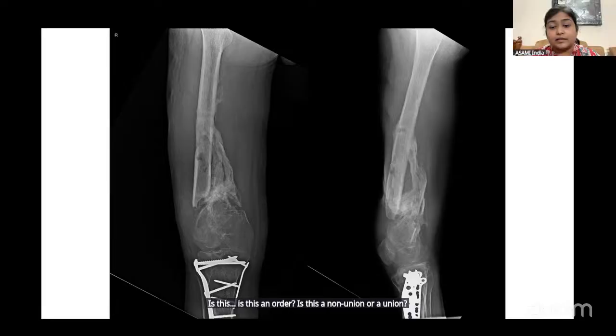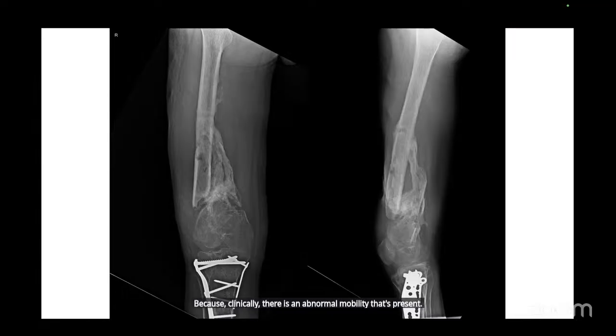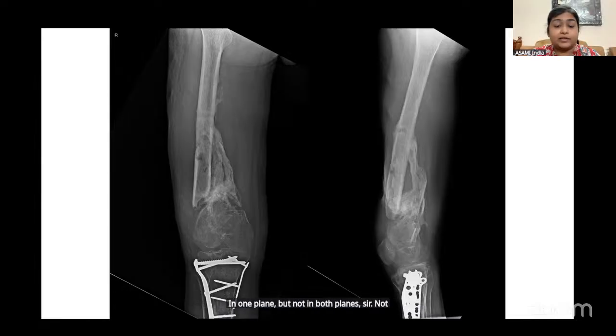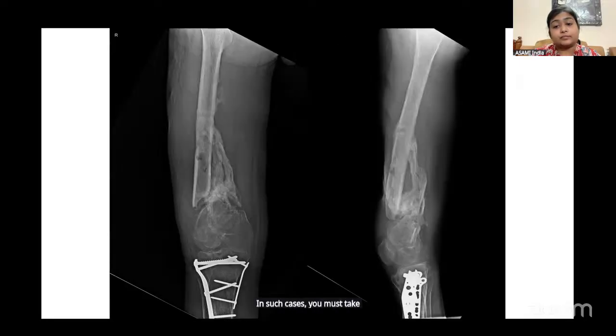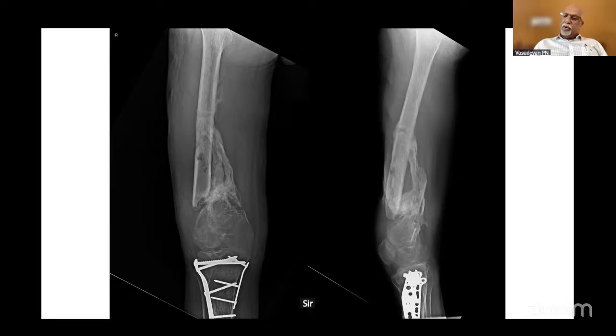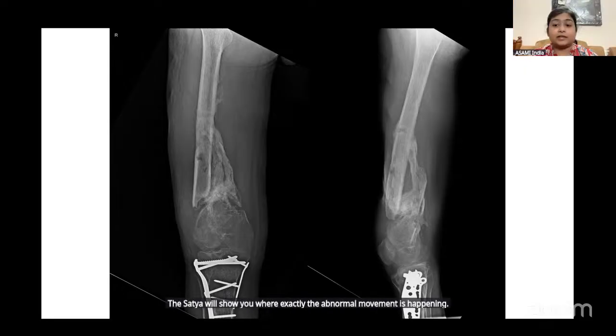Sir, I think it's a non-union to a great extent, because clinically there is an abnormal mobility present in one plane, but not in both planes. It is present only in the mediolateral plane. In such cases, you must take a stress view. The stress view will show you where exactly the abnormal movement is happening. Okay, sir, I'll get it done.